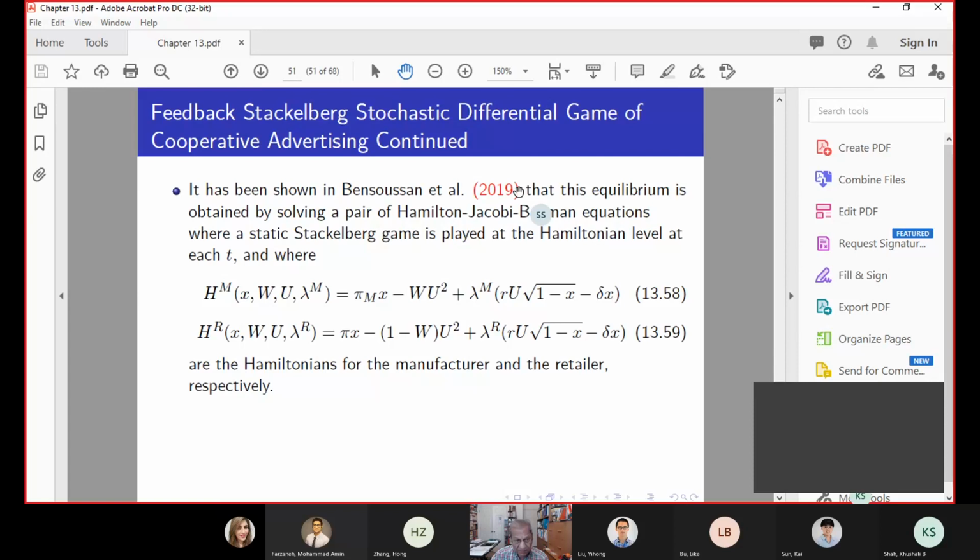We show in this paper that if I do all of this I just told you and find a pair of Hamilton-Jacobi-Bellman equations, where the game is played at the Hamiltonian level, then I have an equilibrium. It's called a verification theorem. That verification theorem was not available in the literature, although people thought it was. When we sent this paper to Math of OR, they rejected it.